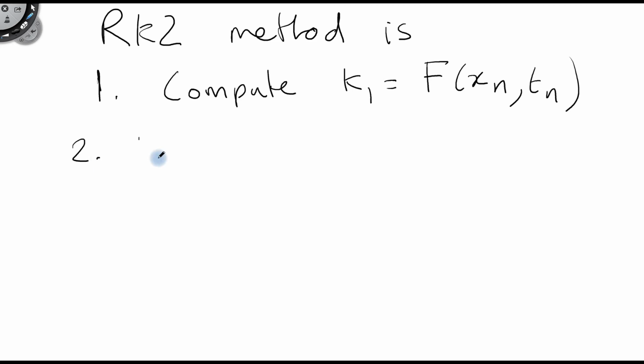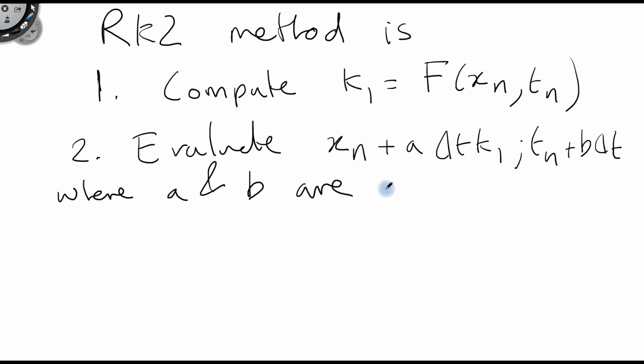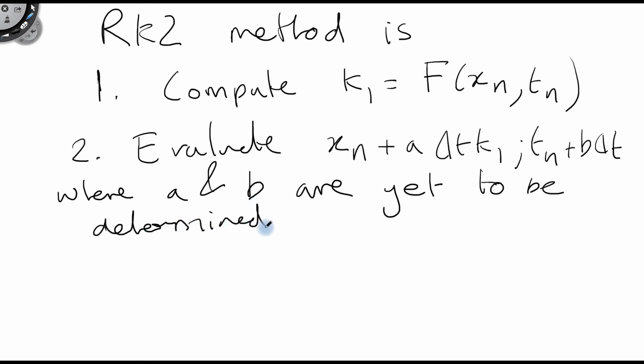Then we evaluate x_n plus a delta t k1, and then t_n plus b delta t, where a and b are yet to be determined constants.